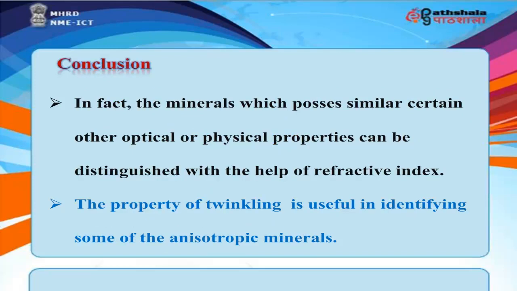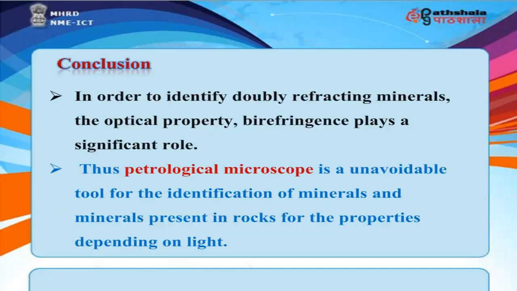In fact, minerals which possess similar physical or certain other optical properties can be distinguished with the help of refractive index. The property of twinkling is useful in identifying some of the anisotropic minerals. In order to identify doubly refracting minerals, the optical property birefringence plays a significant role. Thus, the petrological microscope is an indispensable tool for the identification of minerals and minerals present in rocks from the properties depending on light.